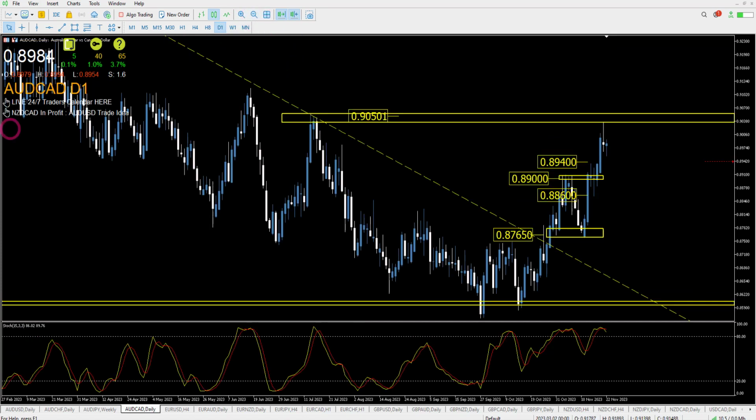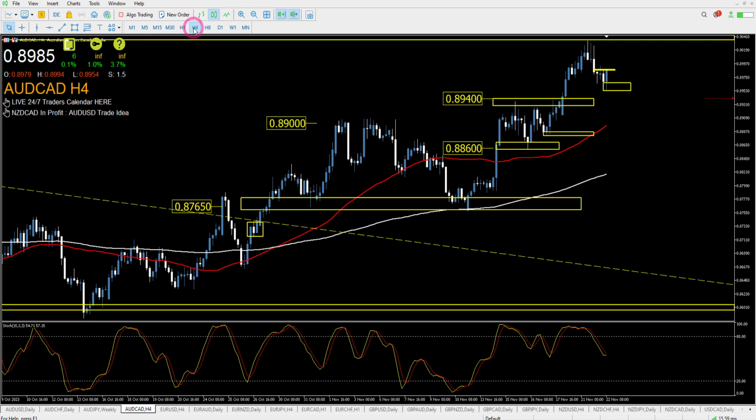Now, the difference between this and Kiwi CAD is the fact that Aussie CAD's already kind of tapped into this resistance zone, but we may get another drive into it before seeing a move to the downside, or maybe a breach and a continuation. So there is some possibility that we could get long this market as well.